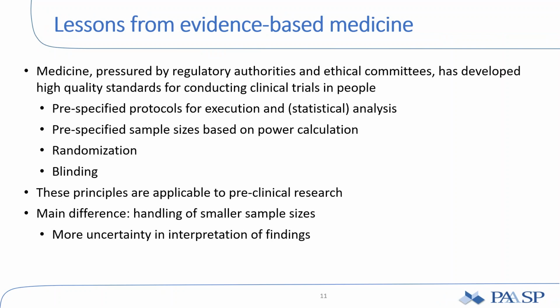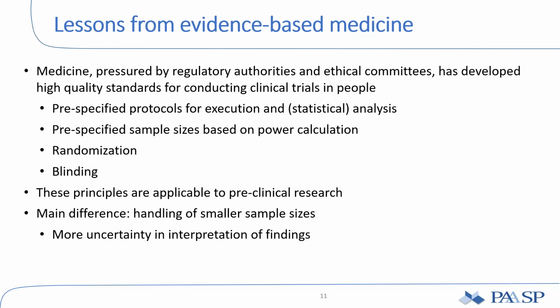Generally, we can take lessons from evidence-based medicine. Medicine, pressured by regulatory authorities and ethical committees, has developed high-quality standards for conducting clinical trials in people. These include pre-specified protocols for the execution and analysis, including statistical analysis, pre-specified sample sizes based on power calculations, randomization, and blinding. These principles, of course, are applicable to preclinical research as well.